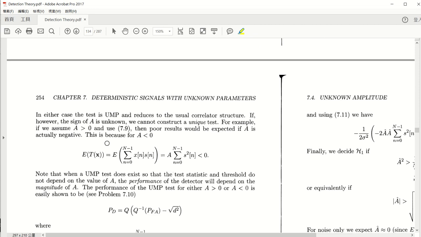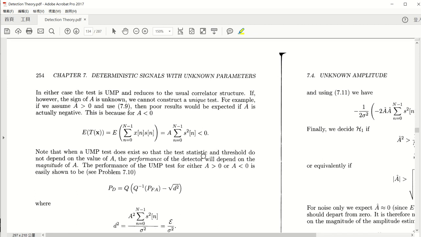Okay, so if A is larger than 0, then the expectation of this thing is equal to this. And this is the signal square summation. Of course, this is positive, but this is negative, then it's smaller than 0.